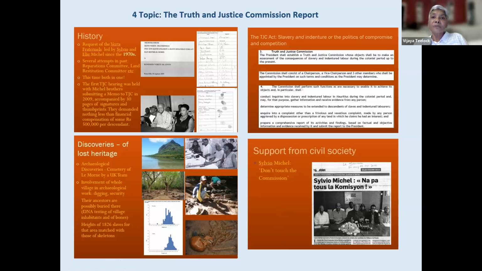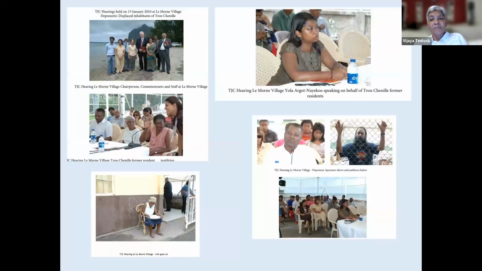So this confirmed to us this was either a slave cemetery or an ex-slave cemetery, because there was, of course, the village nearby. So the deceased slaves or ex-slaves may have been buried there. So this was a very interesting finding to make. Also, what I think satisfied me the most, this is another village in Le Morne.